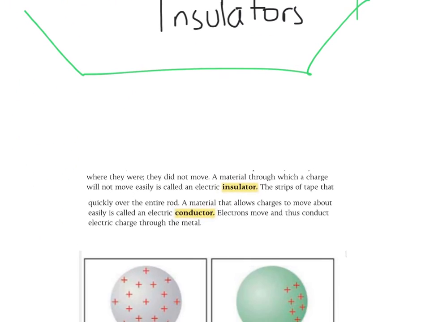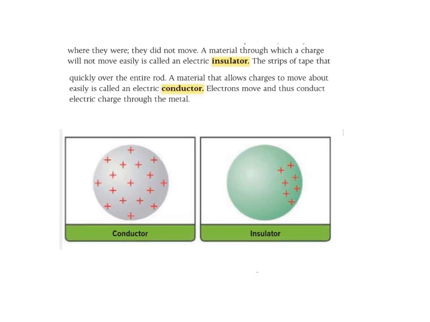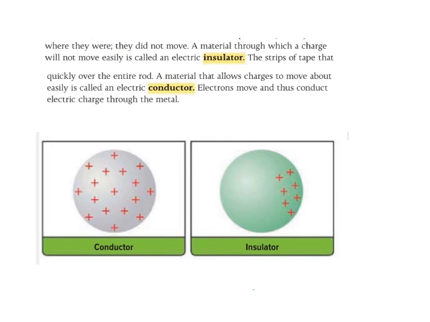This video is to talk about conductors and insulators. To mention them, we have to read the definition they have. A material through which a charge will not move easily is an electric insulator, and the material that allows charges to move about easily is called an electric conductor. Remember that we're talking about electrons here. If the electrons can move through the material easily, it's a conductor. If electrons cannot pass through the material, it's an insulator.